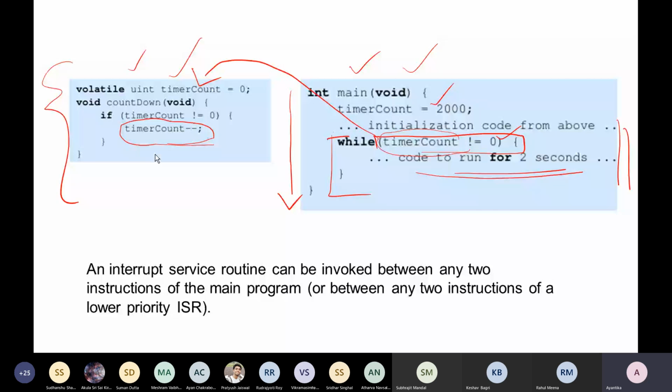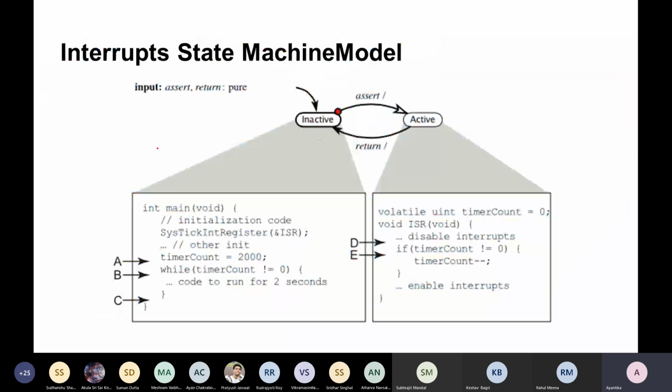But before that, this is about the interrupt concept. I think now it is quite clear. You can go through it. You can identify the states of the interrupt, when it is inactive and when it is active. Similarly, when your main program is active and inactive, and based on that, you can identify the instruction sequences.